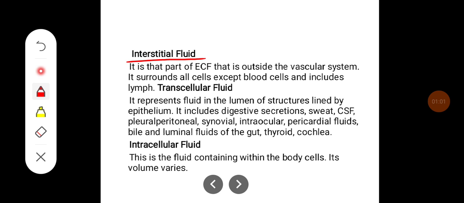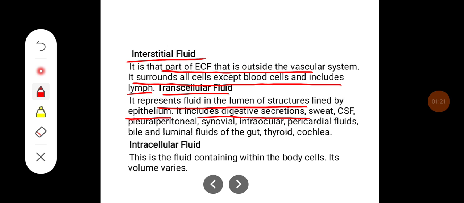Interstitial fluid. It is the part of extracellular fluid that is outside the vascular system. It surrounds all the cells except blood cells, and includes lymph. Transcellular fluid represents the fluid in the lumen of structures lined by epithelium. It includes digestive secretions, sweat, cerebrospinal fluid, pleuroperitoneal, synovial, intraocular, pericardial, bile, and luminal fluids of gut, thyroid, cochlea.